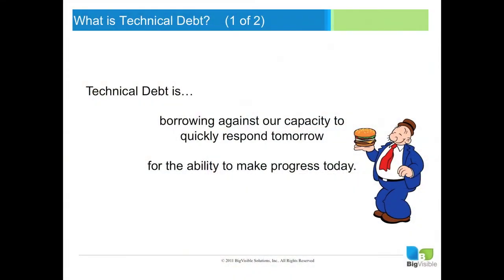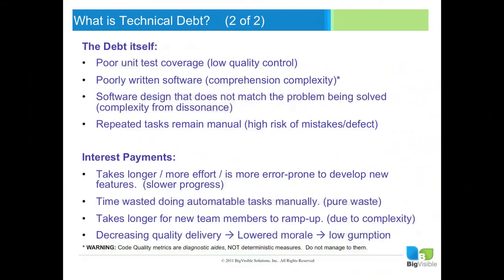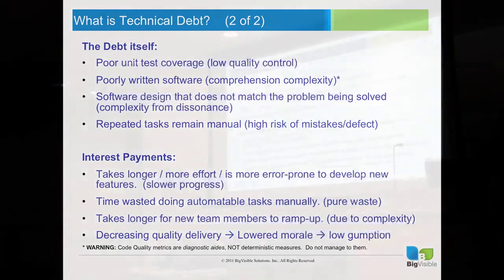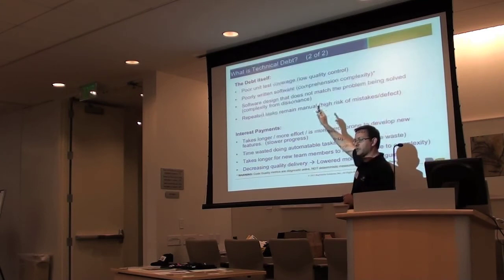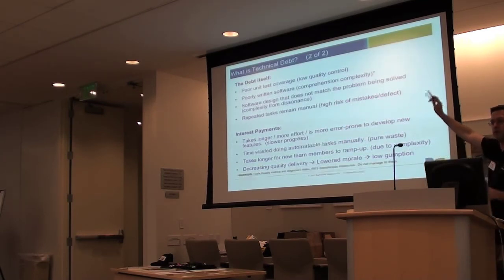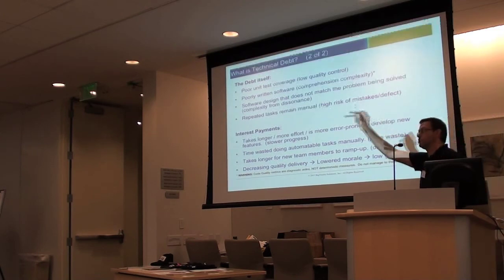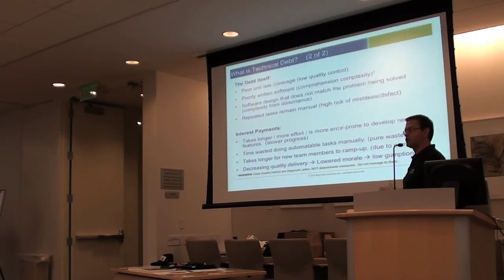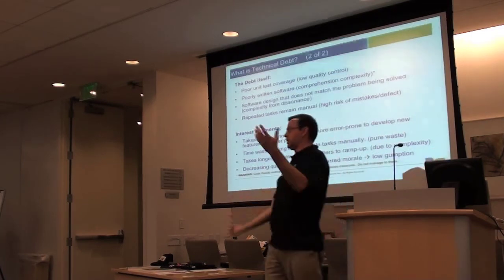Okay. So one way of looking at technical debt is borrowing against our ability to respond quickly tomorrow to make progress today. So we have two different parts to technical debt. The debt itself, which is the structural impediments to progress. And we heard a little bit about why, right? Unit test coverage and test coverage in general is about being able to make the required structural changes to our software.